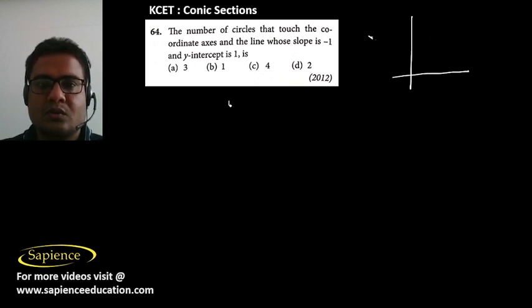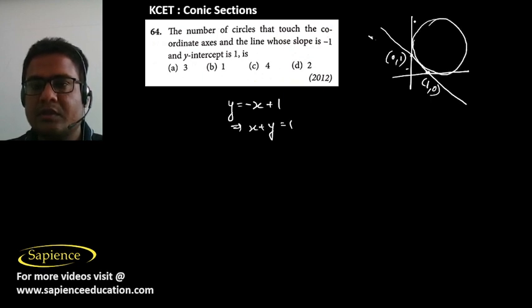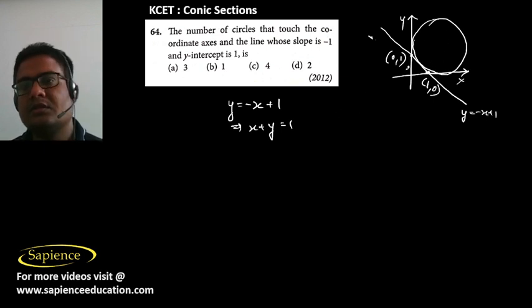So the line whose slope is -1 and y-intercept is 1 is given as -x plus 1. So y equal to -x plus 1 means it is x plus y equal to 1. It means that this is the line which will intersect the x-axis at 1, 0 and y-axis at 0, 1. So we have to find a circle which will touch these three lines, the x-axis, the y-axis and this line which is y equal to -x plus 1. So we have to find the number of circles, how many such circles will be there.